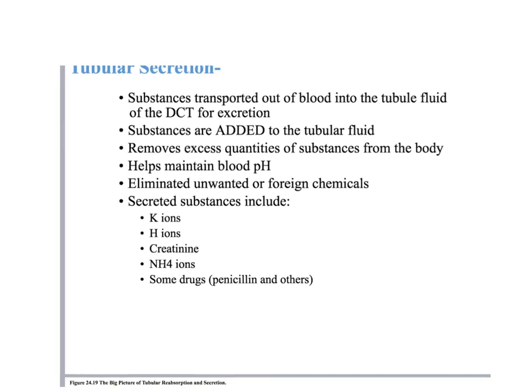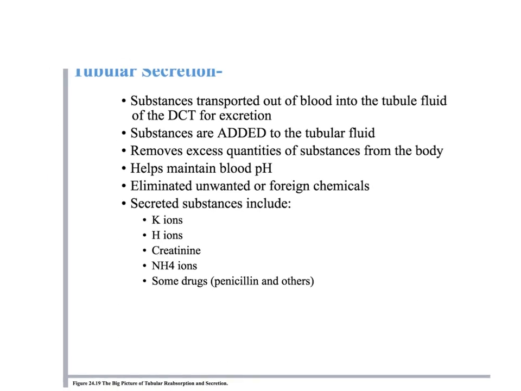Okay, last two things and we'll be done. Tubular secretion. We kind of touched on a bunch of them. Secreted substances include potassium, hydrogen ions, creatinine, which is creatinine, not creatine. Okay, they're related, but creatinine is a byproduct of muscle contraction. Creatine is used in muscle contraction; this is the byproduct of it. Also ammonia ions, some drugs, penicillin, etc.